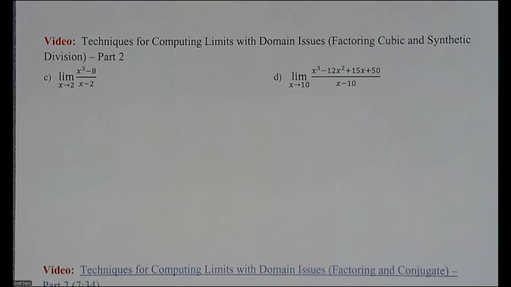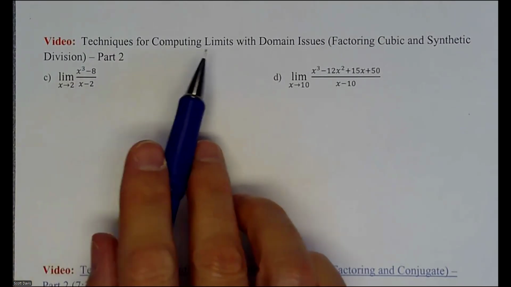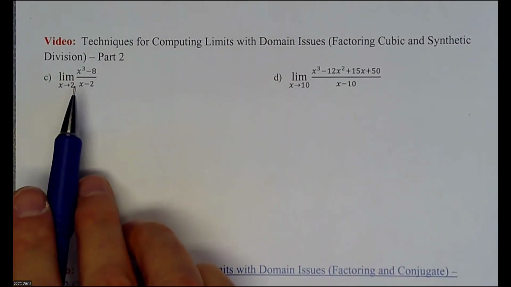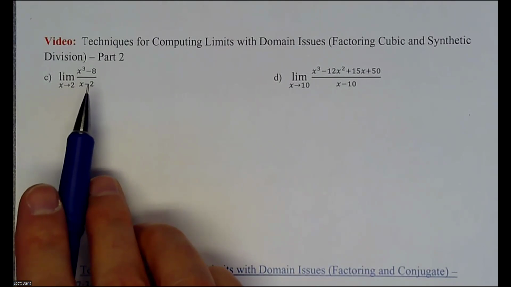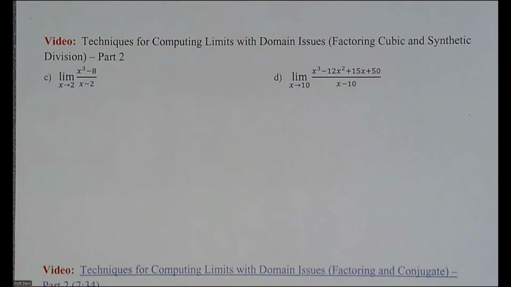Hi, welcome back. This is another example of trying to figure out what a limit is when you know that the limit you're trying to find is a domain issue. Both of these have that same exact scenario. So how do we deal with it?